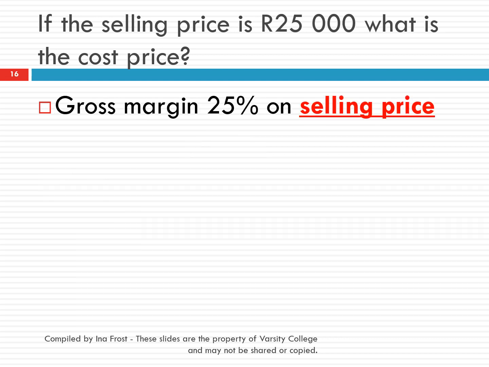Okay, now we're going to look at the next set of calculations, and this time around we're going to work with gross margins. So now we're not working with markups, we're working with gross margins. Again, I'm giving you a selling price of 25,000 rands, but this time we're using a gross margin of 25%. Or remember, the other way we can say it, it's a markup on the selling price of 25%.